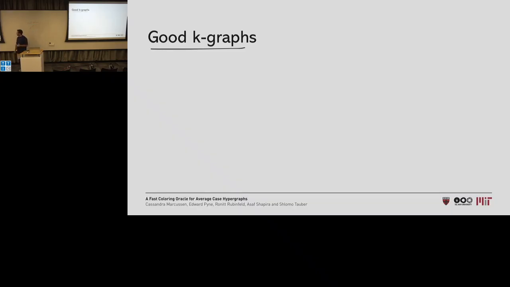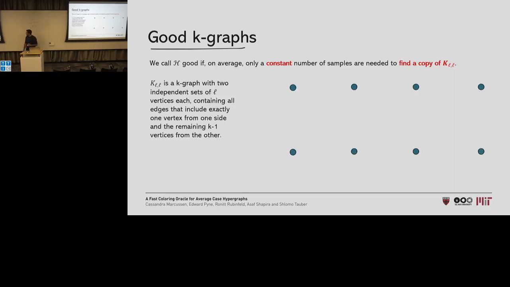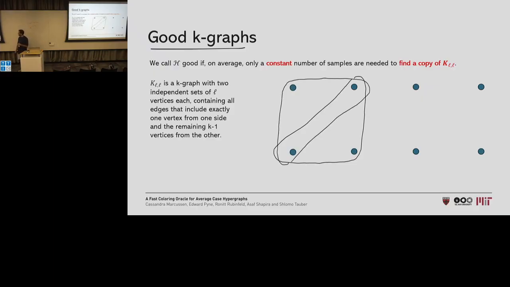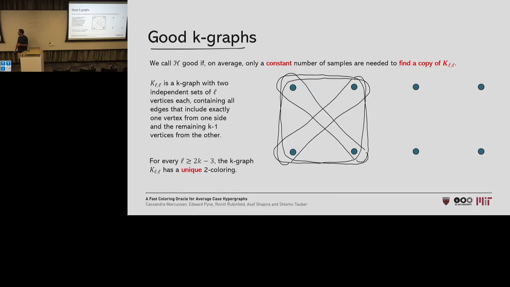So what does it mean to be a good K-graph? It means that if H is good, we need only a constant amount of samples to find a copy of K_{L,L}. And what is a copy of K_{L,L}? It's a bipartite K-graph. It has L vertices in each of the independent sets, and it contains all of the edges that have exactly one vertex from one of them and the remaining k-1 vertices from the other, as we can see here. And if we choose L appropriately, the copy has a unique two-coloring.